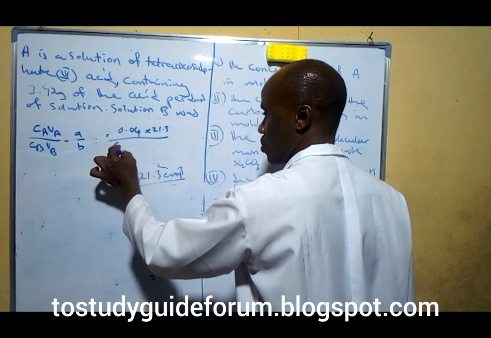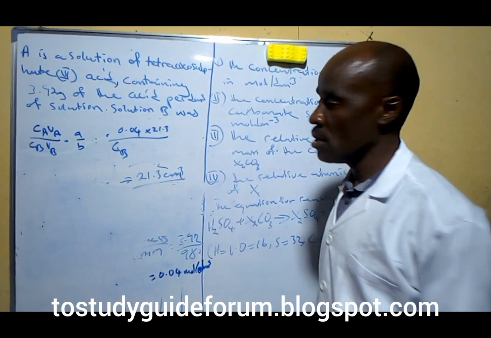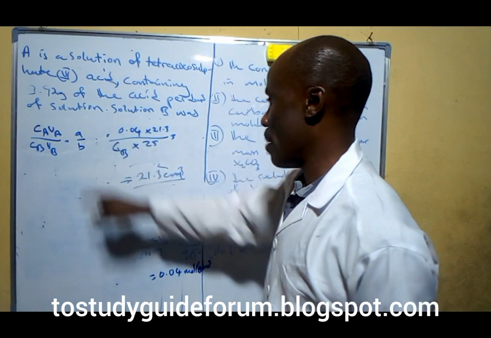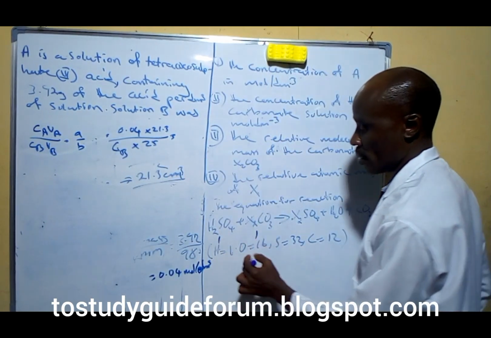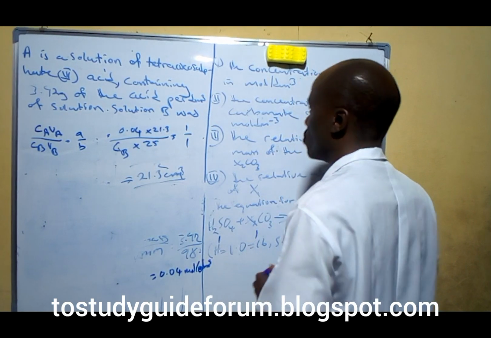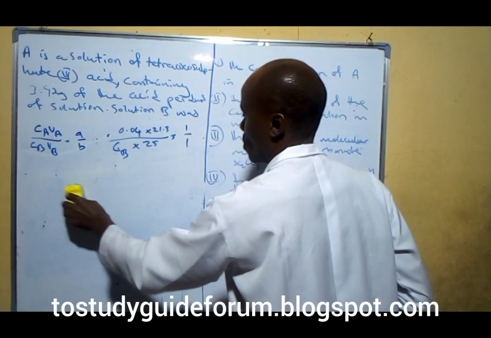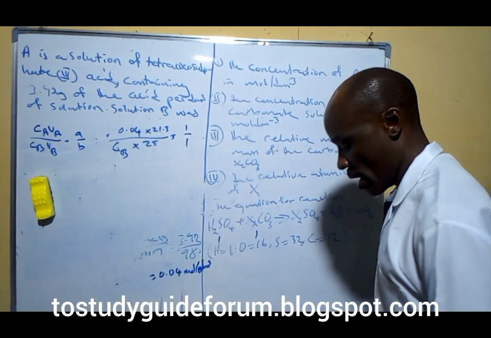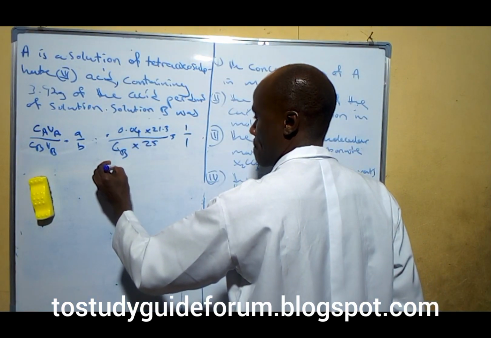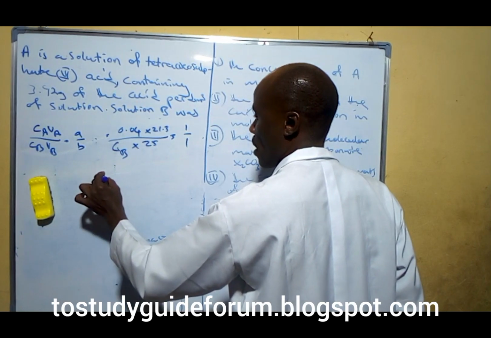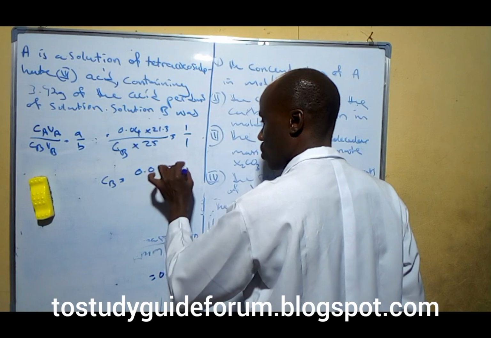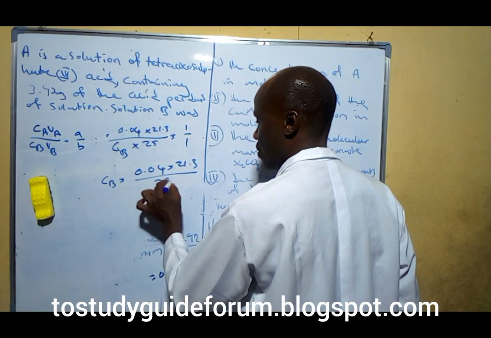The concentration of the base is what we don't know, times the volume, which we know, and A and B is 1:1. So we say this is equal to 1/1. That's the mole ratio. When we divide through and cross over, we will have CB is equal to 0.04 times 21.3 all over 25.